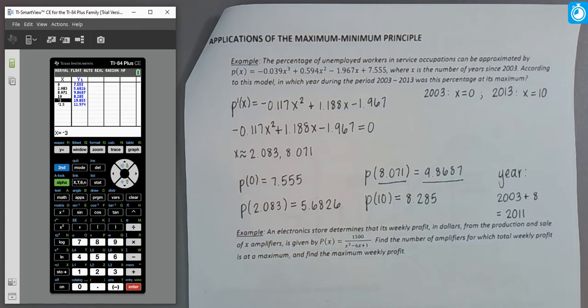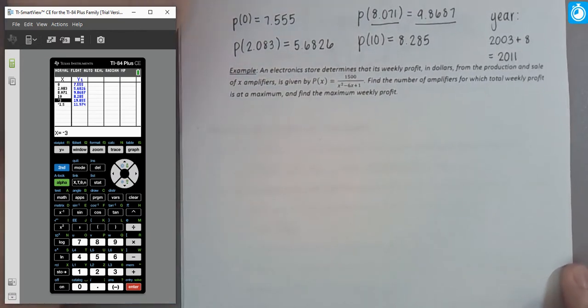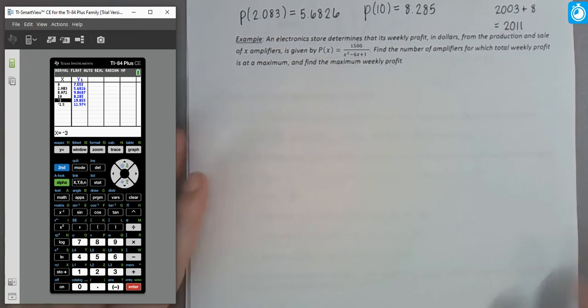Okay, let's try another example. Slightly different. An electronics store determines that its weekly profit in dollars from the production and sale of x amplifiers, so x represents the number of amplifiers made and sold, is given by the function P of x equals 1500 divided by the quantity x squared minus 6x plus 1.